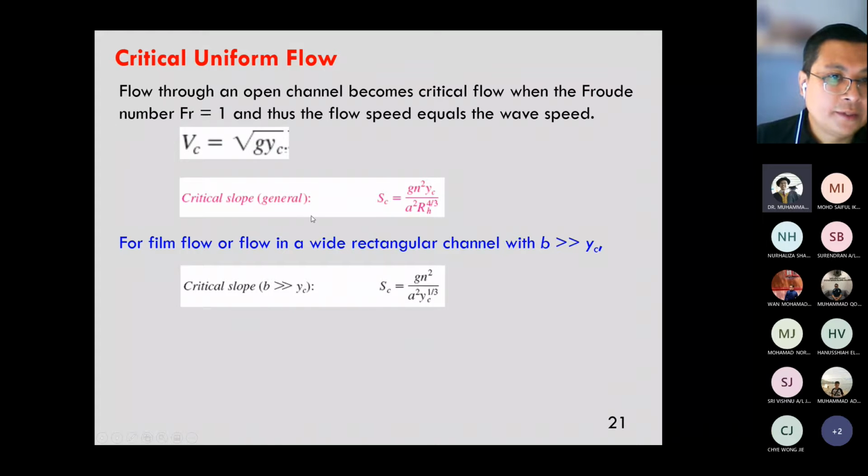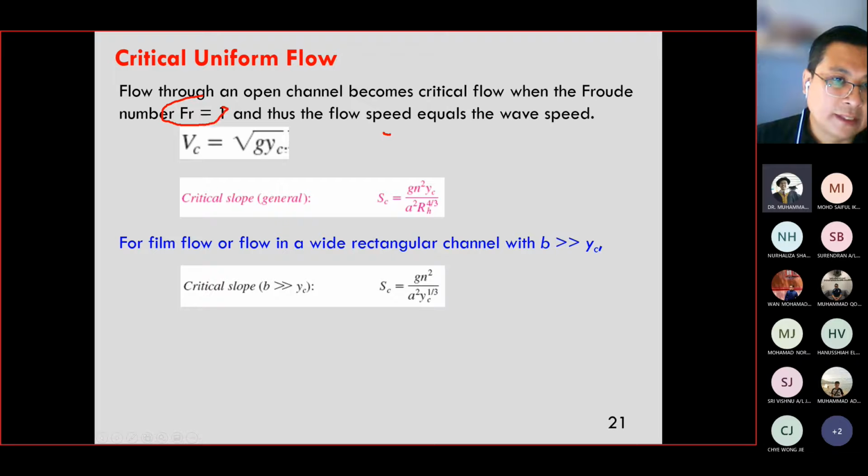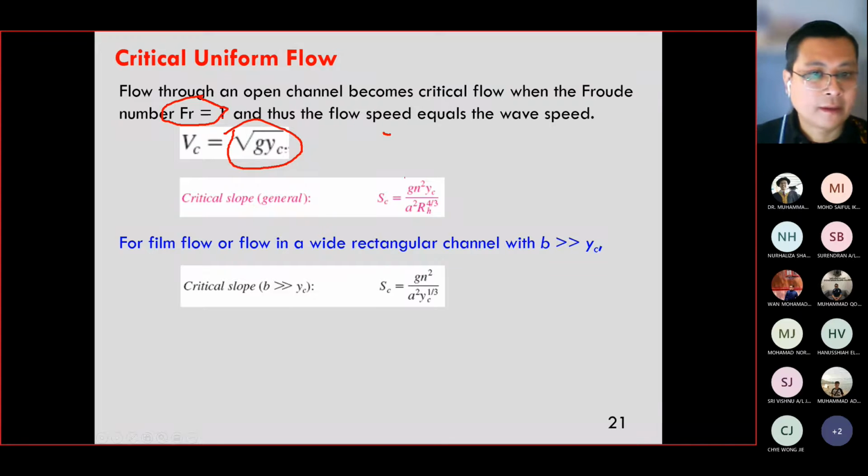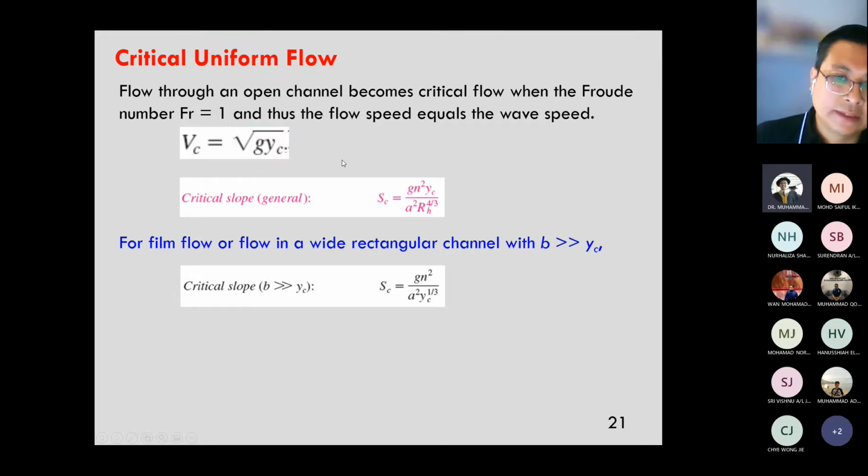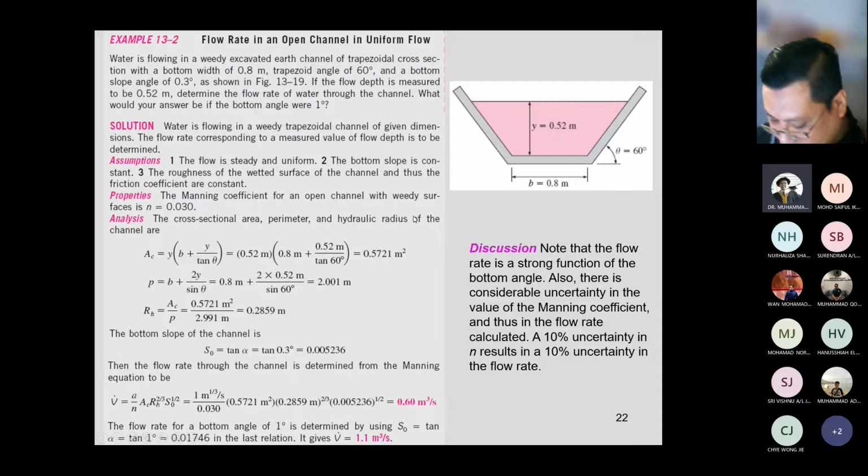Critical uniform flow: flow through an open channel becomes critical flow when the Froude number Fr equals 1, and the flow speed equals the wave speed. So in the critical case, as we know, Fr equals 1 is for critical, so we can calculate Vc equals square root of g yc, and so on. This formula. Okay, never mind. We can try to understand from the example. It is difficult to visualize how to express the formula. So we learn from the problem, and maybe we can build the understanding of the theory.